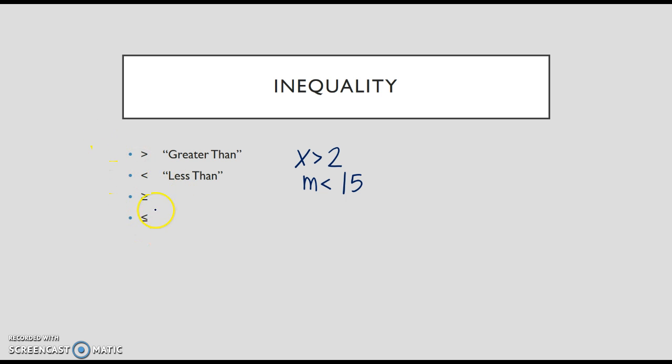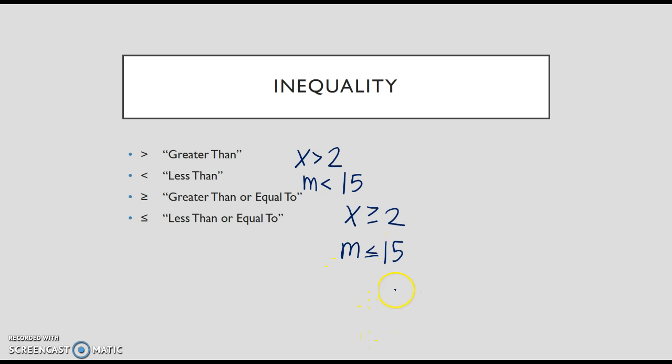Then we've got the same thing, but with lines underneath them. This means greater than or equal to, and less than or equal to. So if I'm saying that x is greater than or equal to 2, it could be 3, 4, 5, 6, 7, 8, and so on, or it could be 2. So this is including 2. The first one is not including 2. And then we've got less than or equal to. If I said m was less than or equal to 15, it could be 10, -5, or 15. So this "or equal to" includes the number that you're referring to.